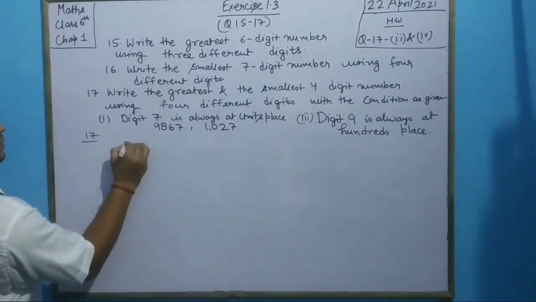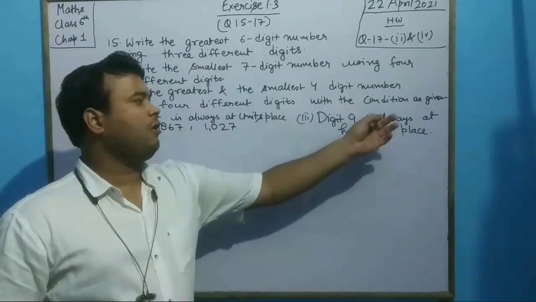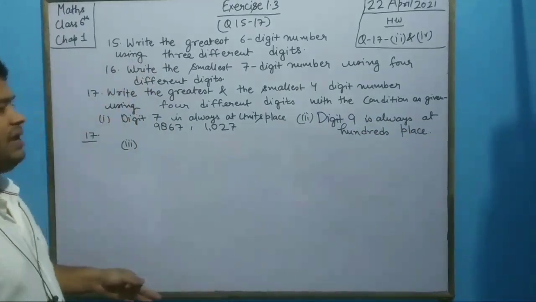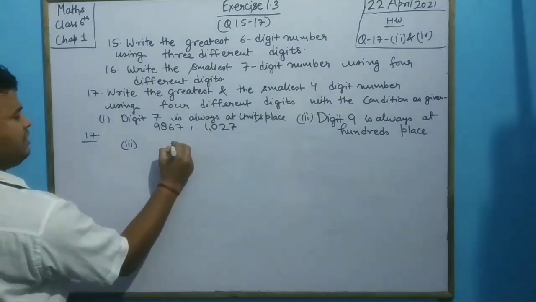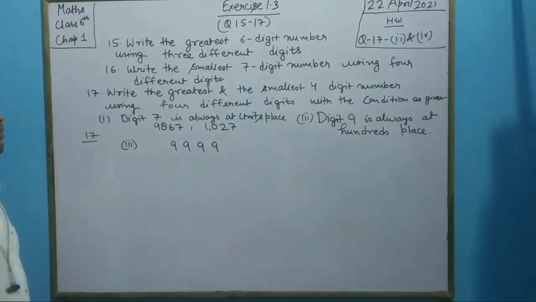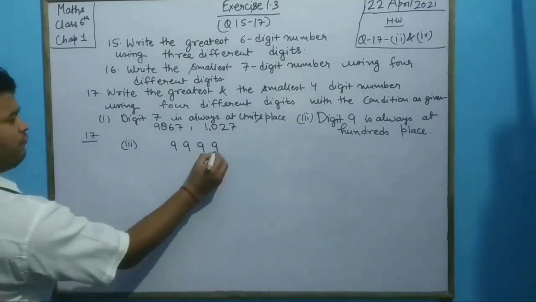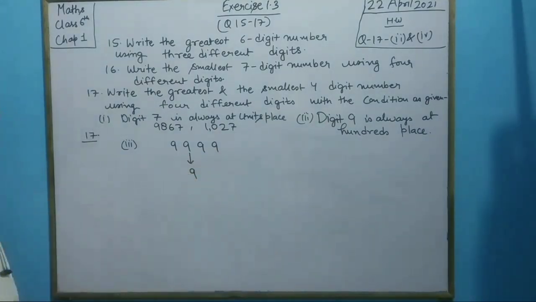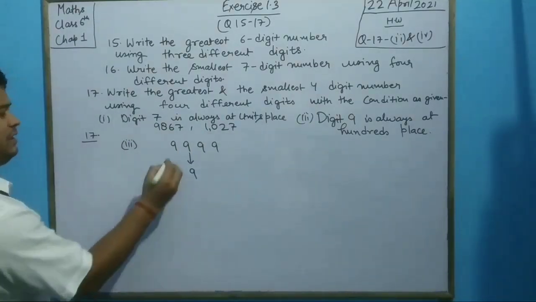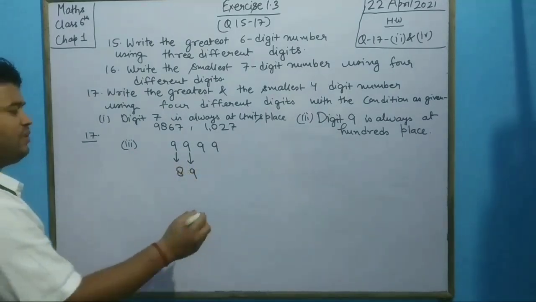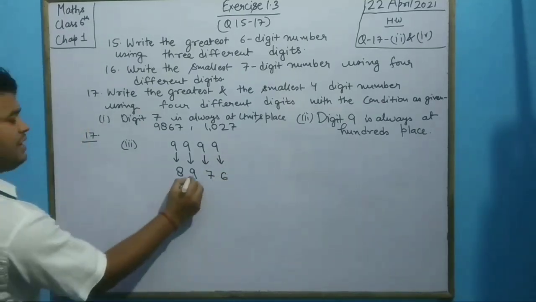Okay, let us see the third question. Second and fourth are your homework. We have to use digit 9 always at the 100 place. So let us see the largest one. We have to take 9 always at the 100 place, and all the digits are different. So just start replacing 9 by 8, then we can use 7, then we can use 6 also. So this is the number.